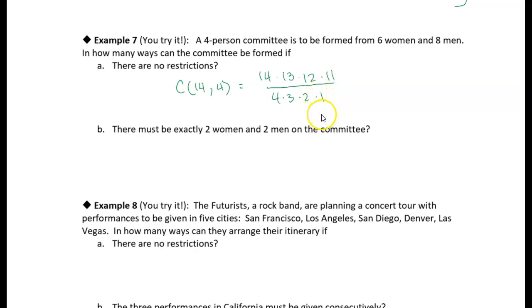Okay. So when I multiply all of that out, you could put it in your calculator. Sometimes it's just nice to cancel common factors to make it a little simpler. I can make this a 7, and then this is a 7. Yeah. But if I put it in my calculator, then I end up with 1,001 ways.